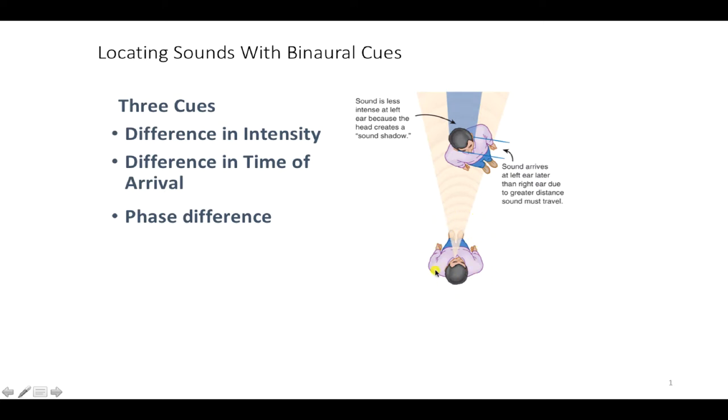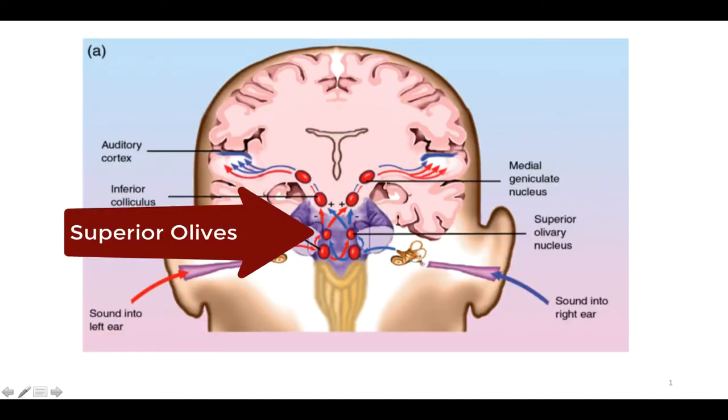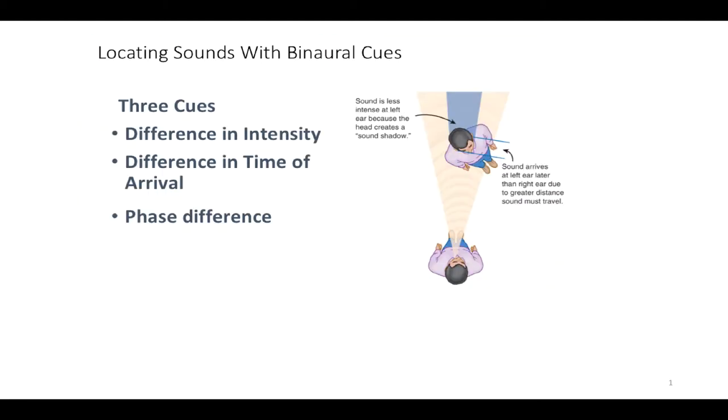And if you remember, the superior olives in the midbrain play an important role in that by comparing the sounds that come into the left and the right ear. Another cue is really similar, and it's just the difference in the time of arrival.